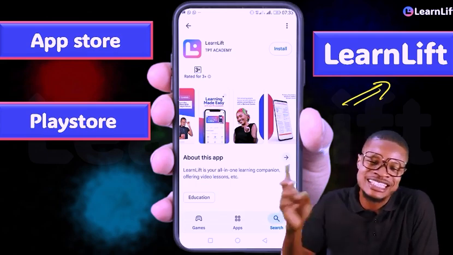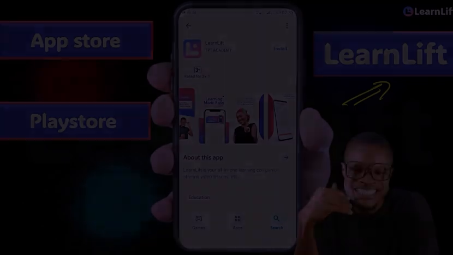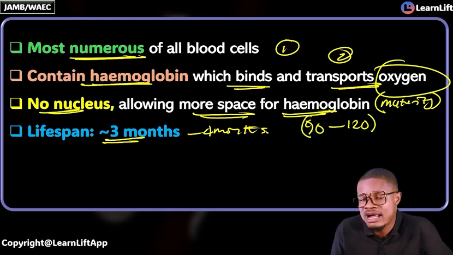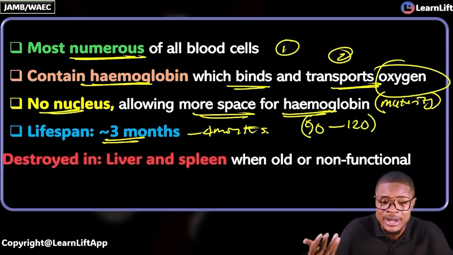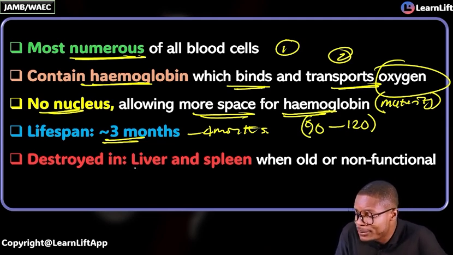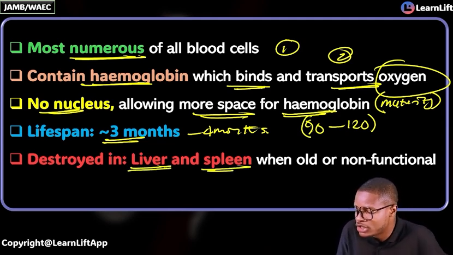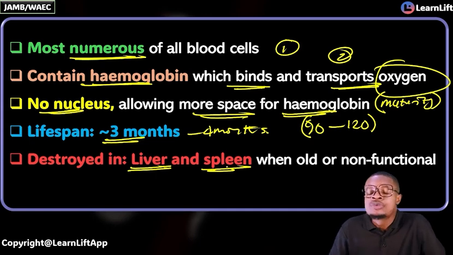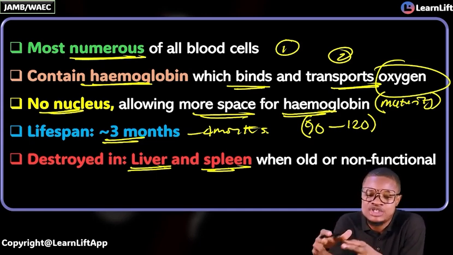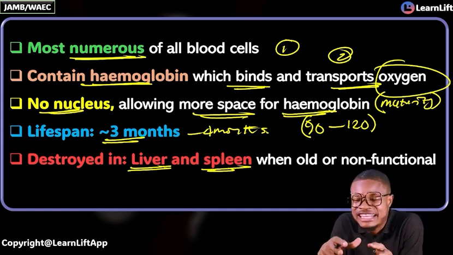Before we proceed, let's get back to class. Flow with me. 120 days. And thereafter, they will be what? Destroyed. And when they are destroyed, where are they going to? They'll be destroyed first in the liver or what? Spleen. So where are your old red blood cells destroyed? Your old red blood cells are destroyed in the liver or the spleen.